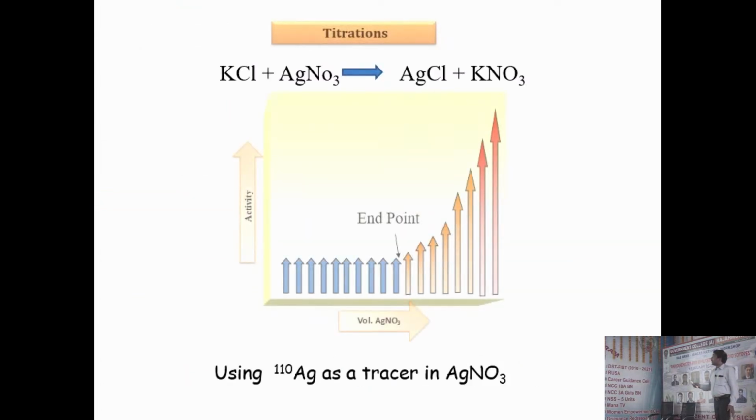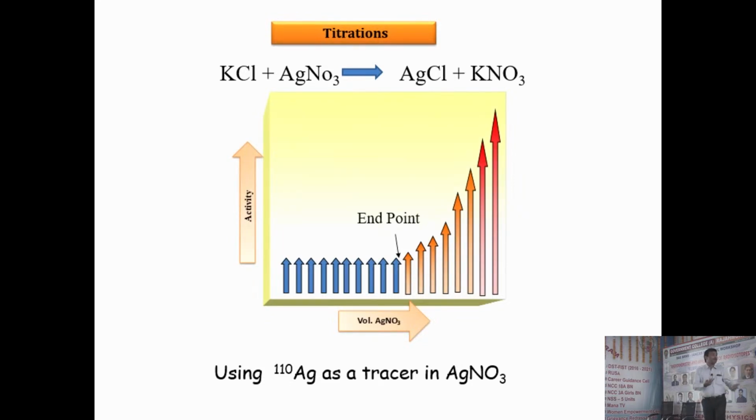Like suppose you have a precipitation, like KCl. I think you all must have done this at your BSc graduation level. You add AgNO3, and silver chloride will precipitate. Now if you want to see the end point of this precipitation titration, we can take tracers of silver-110 labeled with AgNO3. When the solubility product is reached, the ionic product crosses the solubility product, and only then will you get the precipitate.